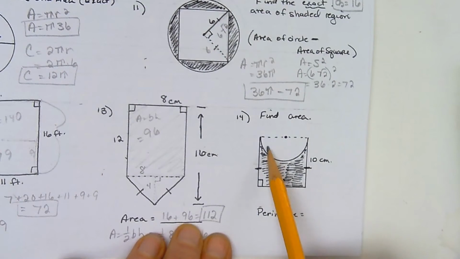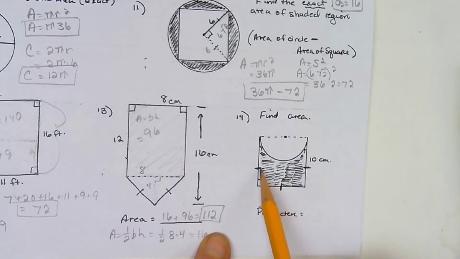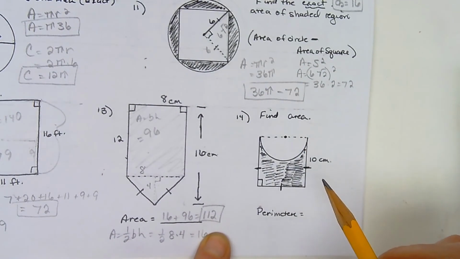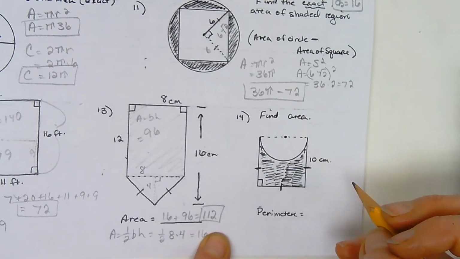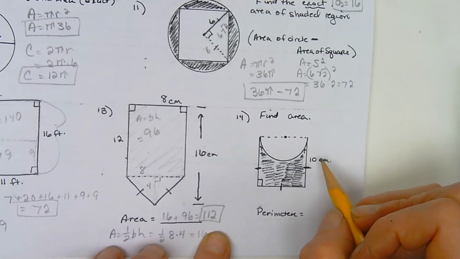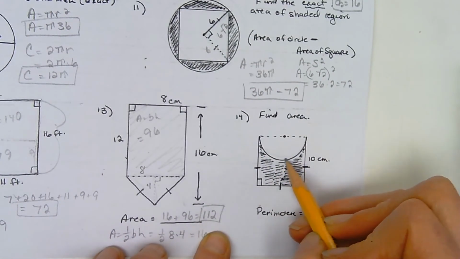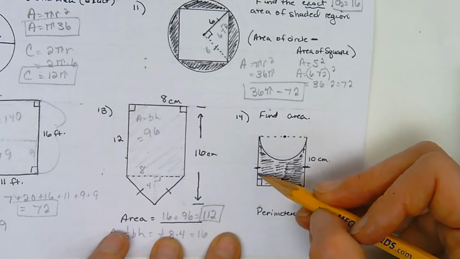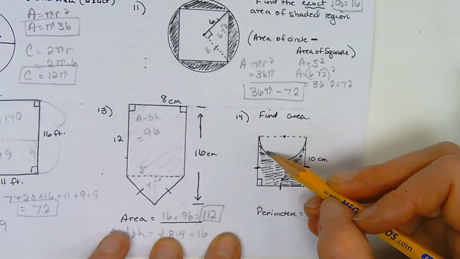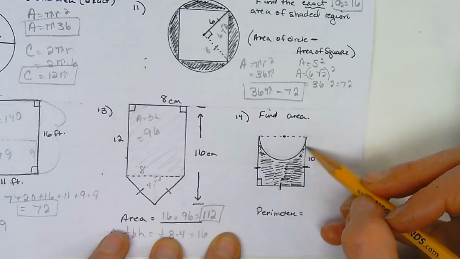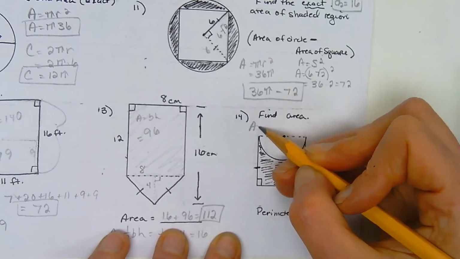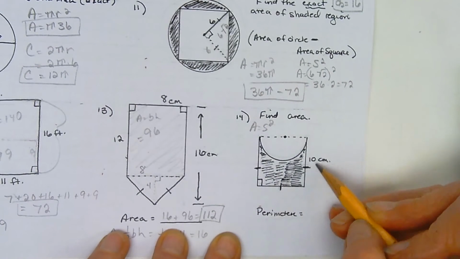Here we have a square. I can tell because these three sides are all congruent, and this side, it's a square. And this is a half circle being taken out of it. So we're going to find the area by finding the area of the square and subtracting from it this half circle that's been taken away from it. So the area of the square, of course, is side squared. So that's 100.